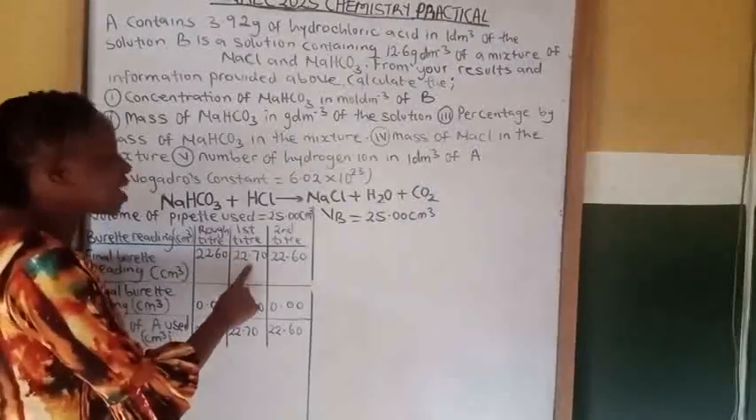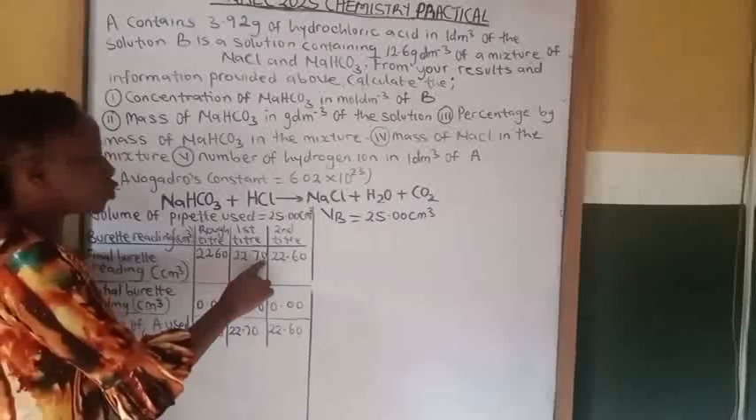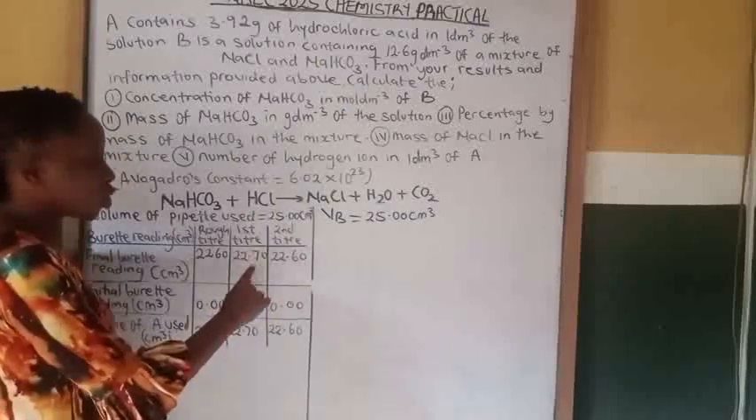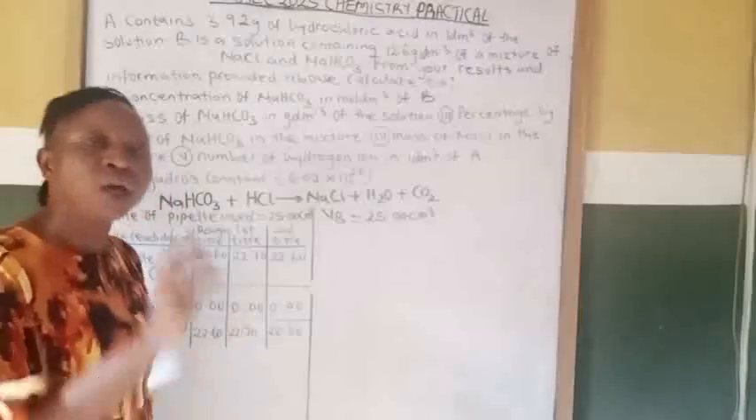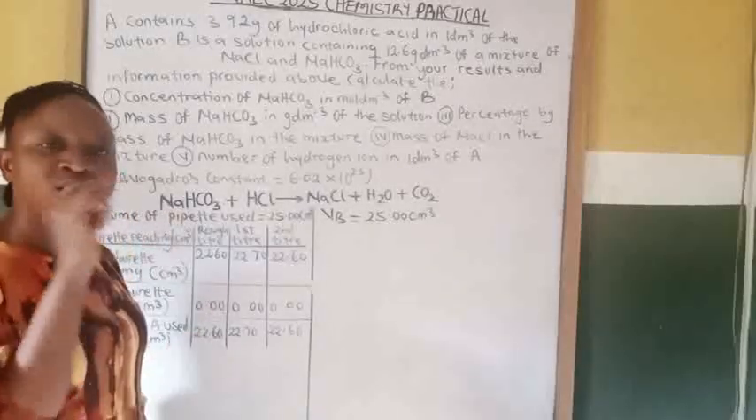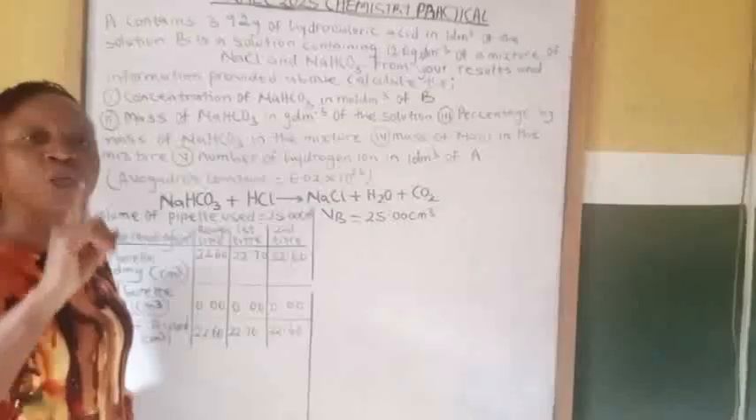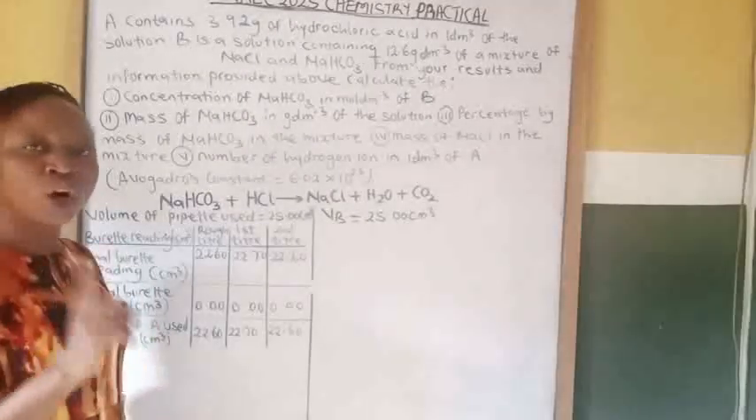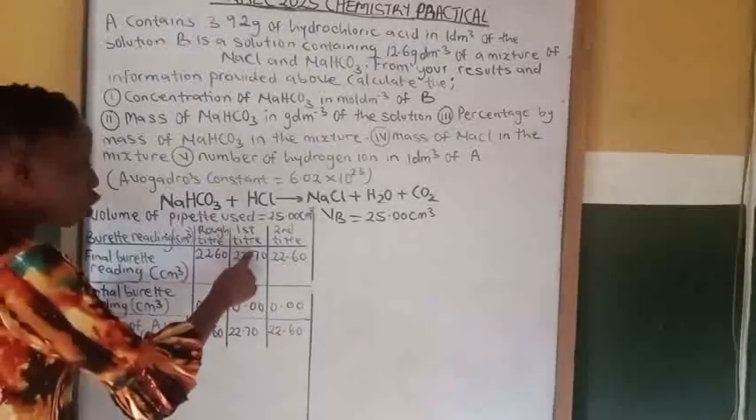So I'm going to use the first titre and the second titre. My first titre is 22.70. My second titre is 22.60. So the difference is 0.1, which is okay. Your concordant titre values must not exceed 0.1. If it is up to 0.2 or more, 1 or 2 marks will be deducted from your mark.